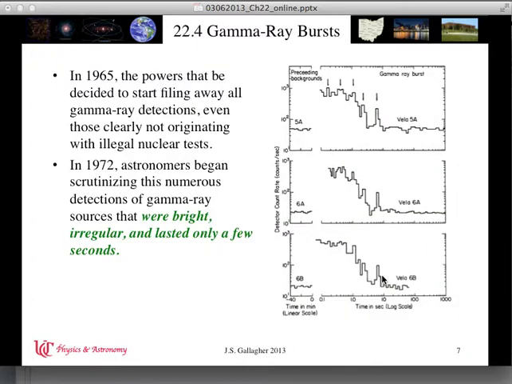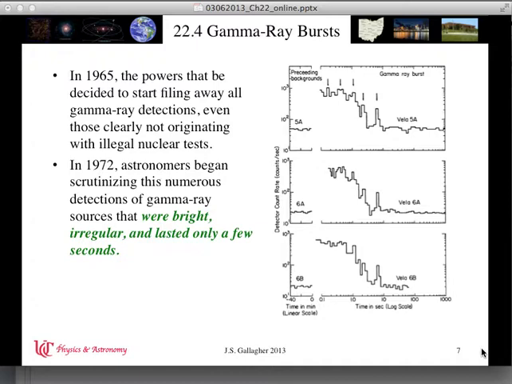So the Vela satellites were up there, monitoring the globe for nuclear explosions. They were looking for sources of gamma rays, X-rays, and neutrons. They made detections, and not all detections were realized to actually be nuclear testing. And in 1965, researchers at the Los Alamos National Laboratory began to file away the data on these false detections, or quote-unquote false detections, for future study, just in case they were something interesting.